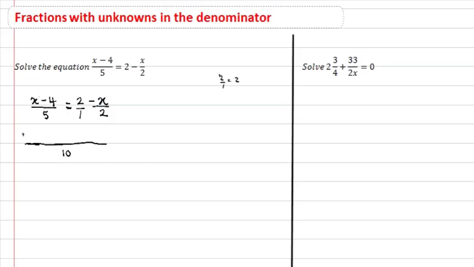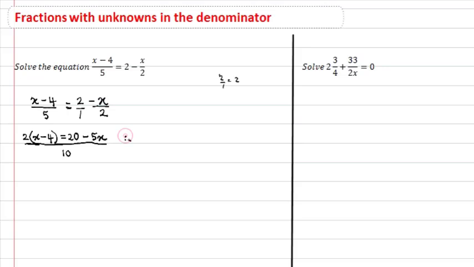2 times this, you are going to write like this: 2 times (x minus 4) equals 10 divided by 1 is 10, 10 times 2 is 20, minus 10 divided by 2 is 5, 5 times x, 5x.